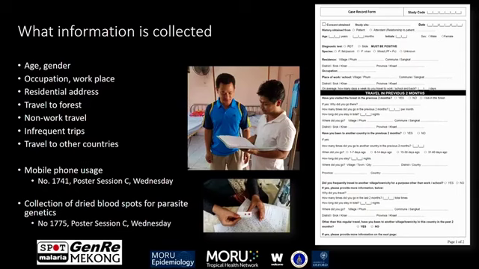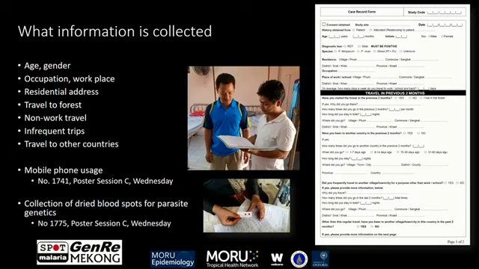So what kind of information is collected in these travel surveys? On the right is the travel survey, which is a 2-page form administered in the local language. Here is a picture of my colleague, Dr. Rupam Tripura, administering this travel survey in a health clinic in Cambodia. We collect information such as age, gender, where they work, the kind of work they do, how often they go to work, and where they live. Also a bit about the travel patterns. Do they travel to the forest or do they live there? What do they do in their spare time, non-work travel, any infrequent trips, and travel to other countries.